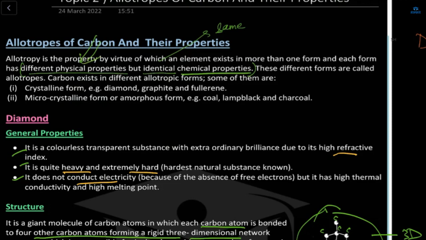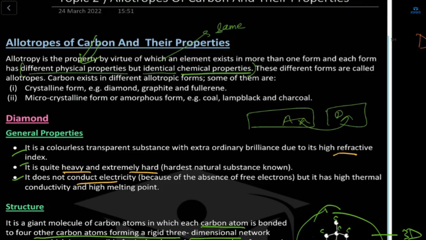Let's say the melting point, boiling point, good conductor, bad conductor. These all come inside the physical properties, but they will have the same chemical properties. Means the equation of both will be the same, but the work of both A and B will be different.